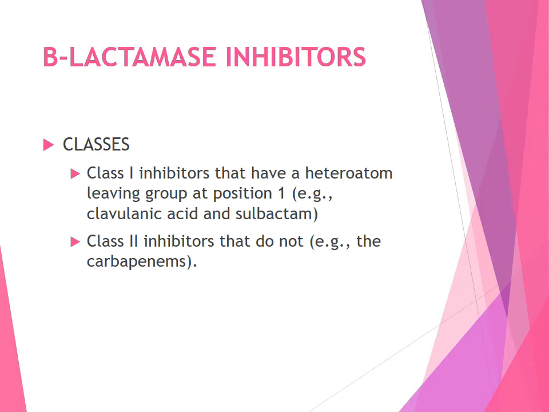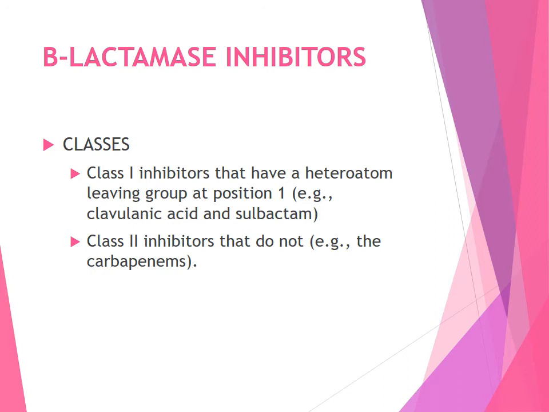Okay, next, we have beta-lactamase inhibitors. For the beta-lactamase inhibitors, we have two classes. Class 1, Class 2. For Class 1, for example, we have clavulanic acid and Tazobactam. For Class 2, we have your carbapenems.